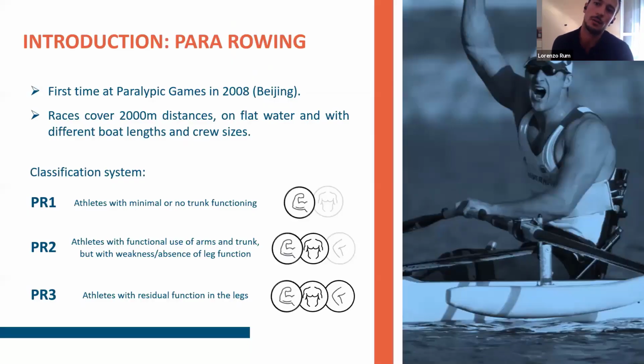Para rowing is a Paralympic sport which was for the first time introduced at the Paralympic Games in 2008 at the Beijing edition. The competition involves races that cover 2,000-meter distances on flat water with different boat lengths and crew sizes. Para rowing, like many other Paralympic sports, has its own classification system, which is based on the athlete's functional level, and for instance, whether he or she has the ability to control motion of the trunk and/or the legs.